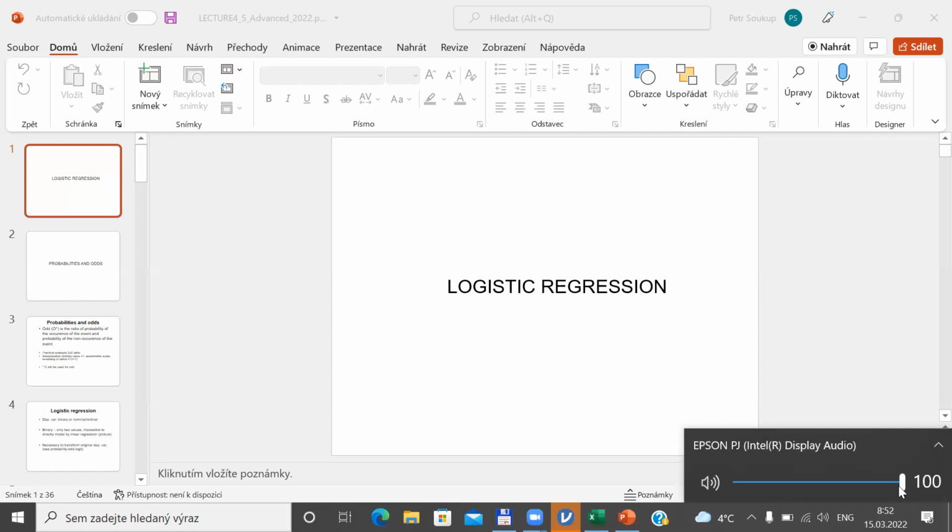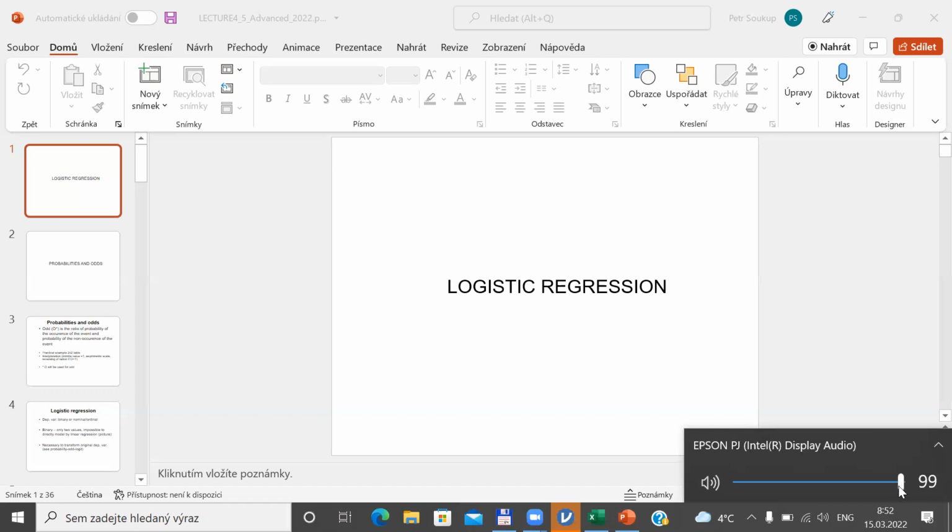I will also add one more example, as we will be using such data later. We will be discussing whether somebody is or was, as we will be using some historical data, an internet user or not. So this is another case. So that's a brief introduction into logistic regression.